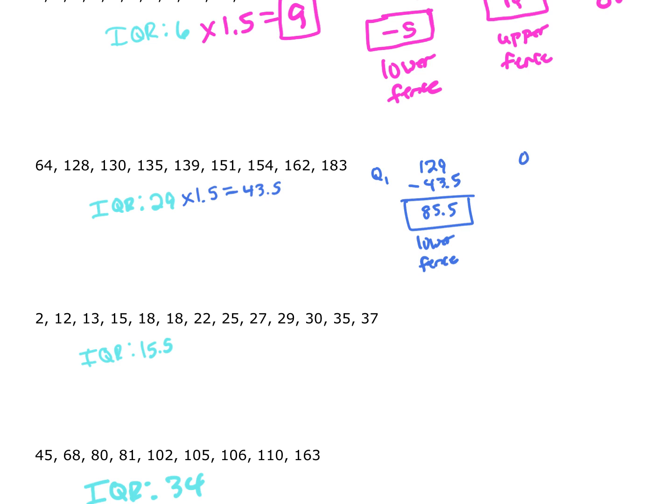And then we take quartile 3 and we add this value to it. So 158 plus 43.5, and we get 201.5, and that's our upper fence.